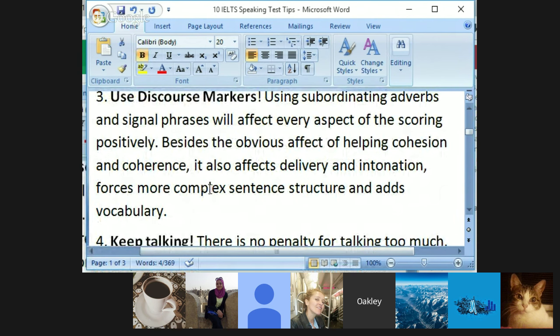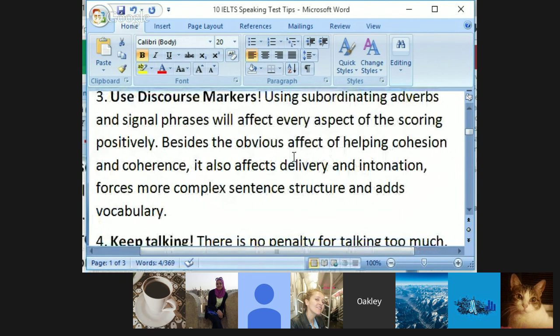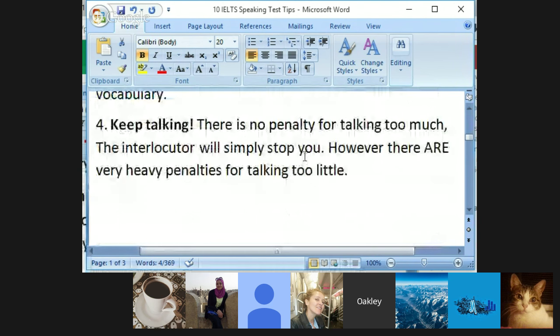This really does affect all four areas of scoring. Absolutely. And by doing this, you're forcing yourself to make more complex sentences, which really helps boost the grammar. When we use these phrases, additionally, blah, blah, surprisingly, blah, blah, we have to use more sophisticated intonation features as well. It really helps everything. I always encourage students to do this. Get in the habit of doing this all the time because it will pay.